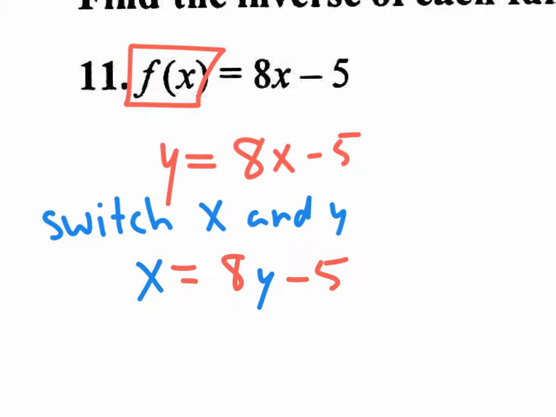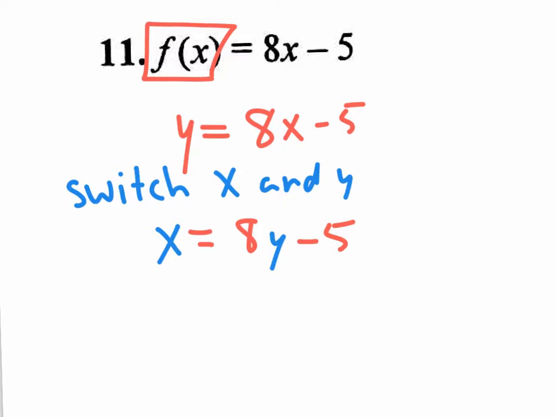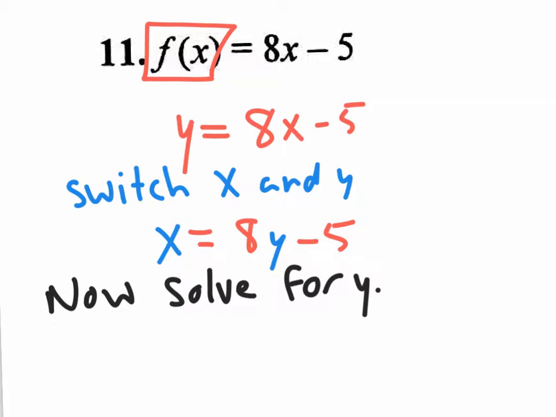Nothing else changes. When I say switch x and y, I'm literally talking erase that y, make it an x, erase this x, make it a y. See, there it is. Nothing else changed. The 8 didn't move, nothing else changed. So that's the first step, switch x and y. And the second and final step is what? Solving for y. That's your last step right there.